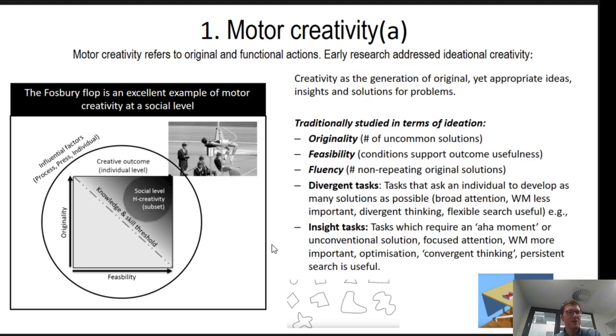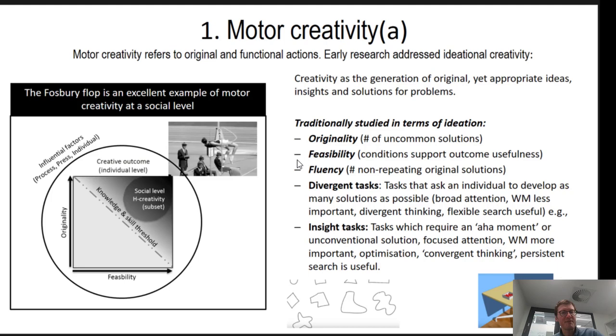And the ways in which creativity has been studied, there's a broad range of techniques and variables that get measured. One is a measure of originality, which is the number of relatively uncommon solutions. Feasibility, to what extent the solution is supporting outcomes. And a measure called fluency, which is the number of unique actions or ideas that they come up with.